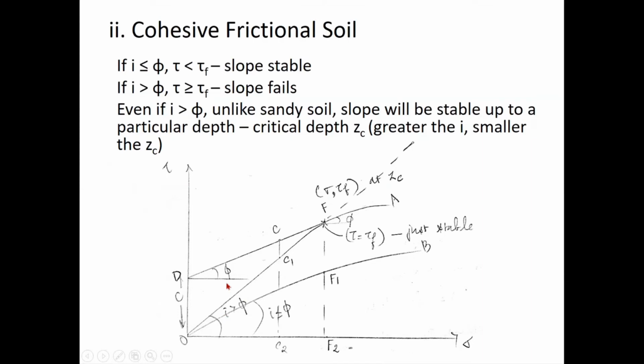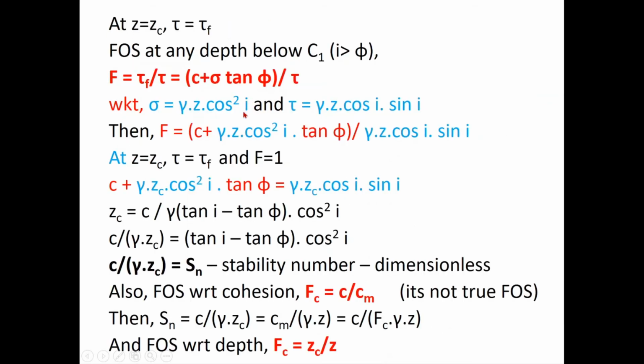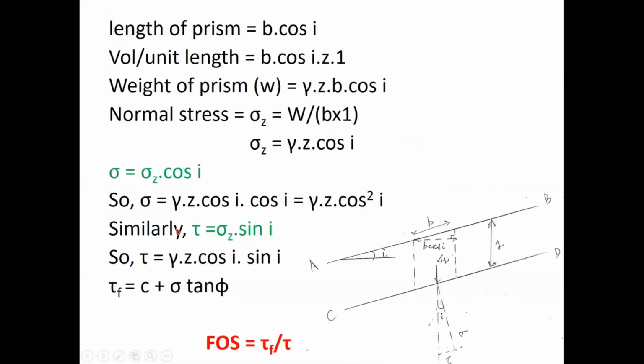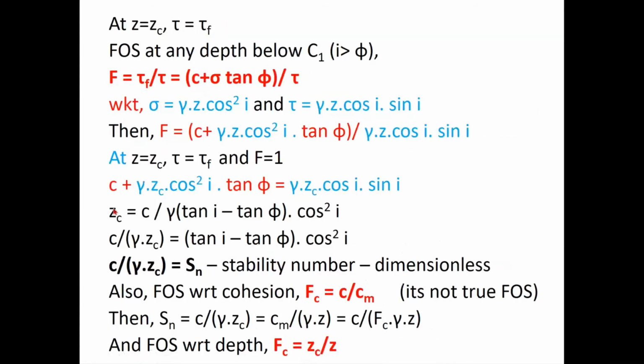And from the derivation yesterday, we saw that sigma is equal to gamma z cos square i and tau is equal to gamma z cos i into sin i. We derived these two equations in terms of sigma z. Do you remember this one? We saw this day before yesterday, right? Sigma is equal to gamma z cos square i and tau is equal to gamma z cos i sin i. We derived this yesterday. So from that, I have sigma is equal to gamma z cos square i and tau is equal to gamma z cos i sin i. Then I'm going to substitute these values here.